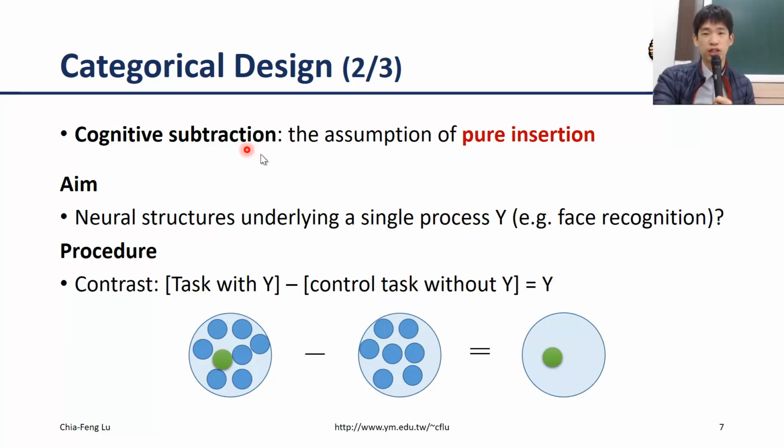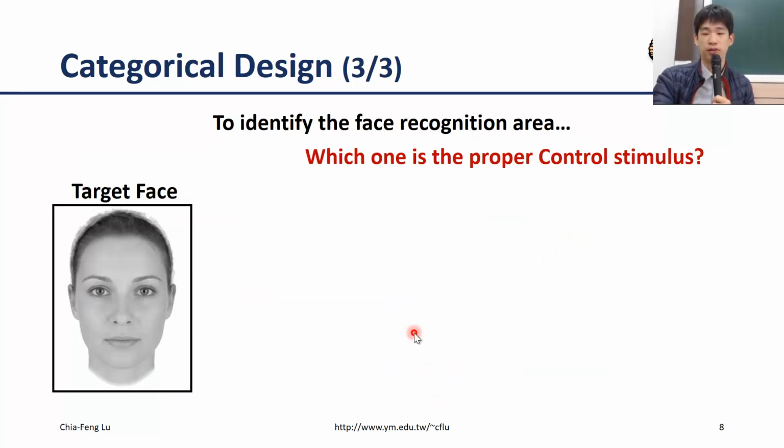So if you really want to do the subtraction, you need to find out that, comparing these two different categories or conditions, the only pure insertion is specifically located in the region that is responsible for face recognition. And actually this is pretty hard to achieve. So I'd like to take an example right here. For example, this is the target face stimulus that we are going to give the subject.